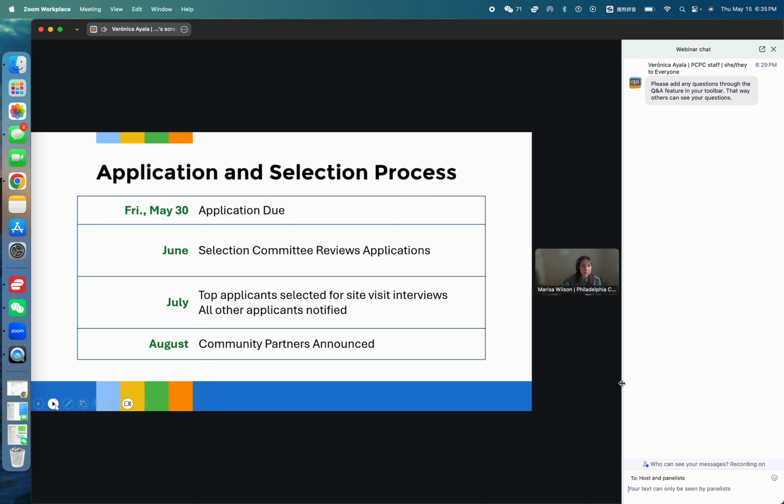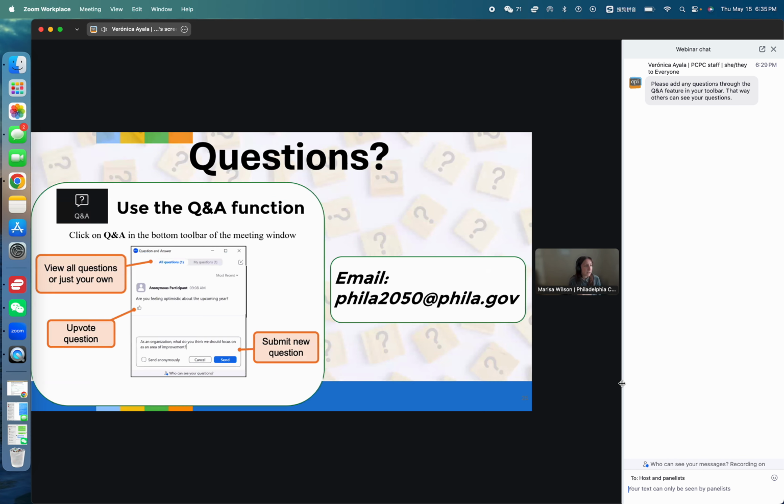So at this point, we will take questions from the audience. As you remember from the beginning, we are using the Q&A function. So if you go to the bottom of your screen, you should see a little box with a little voice thing and a question mark that says Q&A. If you click on that, you can enter a question and then also use the little thumbs up underneath other people's questions to indicate that you also have that question. And we will make sure to prioritize questions that have a lot of upvotes. So I will start answering some of these questions.